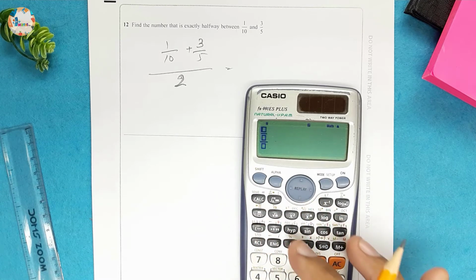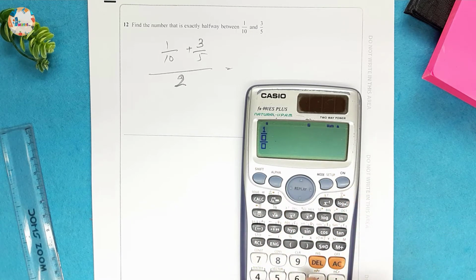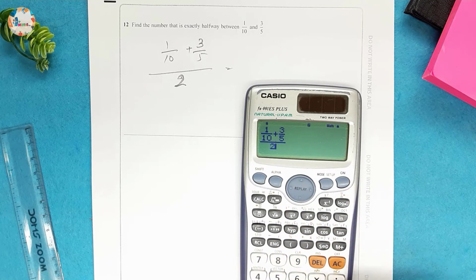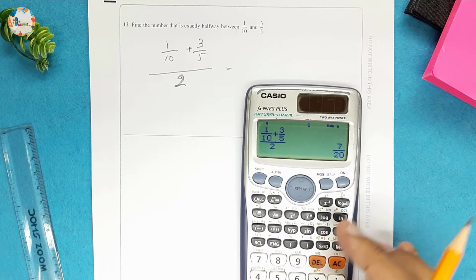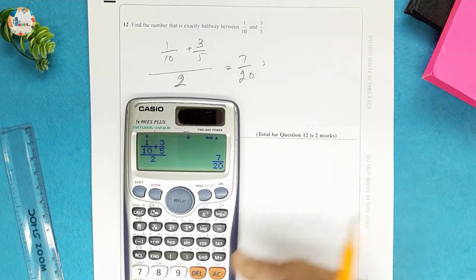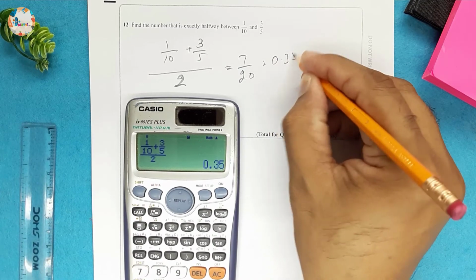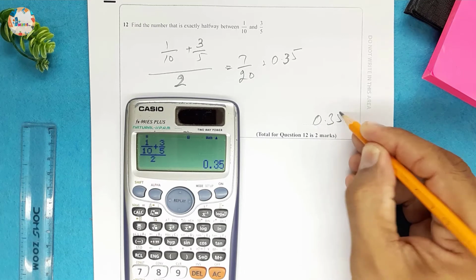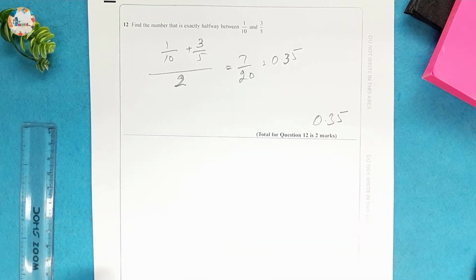This will be fraction of fraction again, 1 over 10, plus this will be again a fraction, 3 over 5, and over will be 2, and this will result in 7 by 20. So we can write here 7 by 20, which is equal to basically 0.35. So 0.35 will be our final answer for this one.